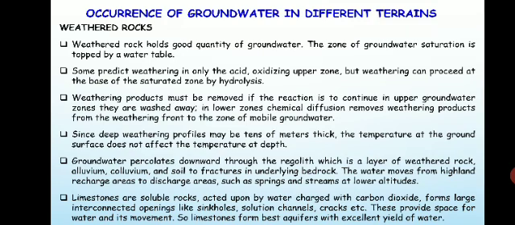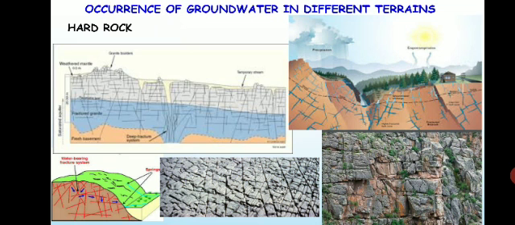So the limestones are considered the best aquifers, with excellent yield of water. You will get a very good yield of groundwater in the case of a limestone region. I hope you have understood what weathered rocks are and how they show the occurrence of groundwater. Next we'll see how groundwater occurs in hard rock.